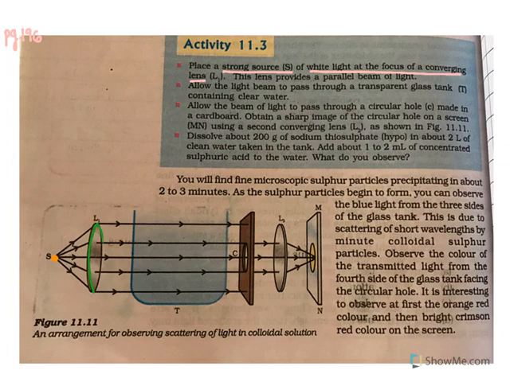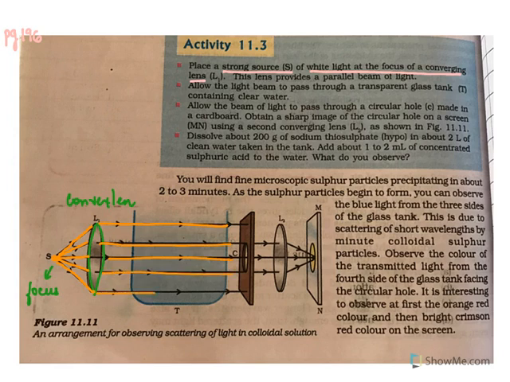A converging lens is a convex lens. So this is a convex lens. And at the focus of the lens, you place a point source. So the light that comes out from the point source will get refracted and will go parallel, and that's how we get a parallel beam of light. And in the next part, allow the light to pass through the transparent glass tank containing clear water.